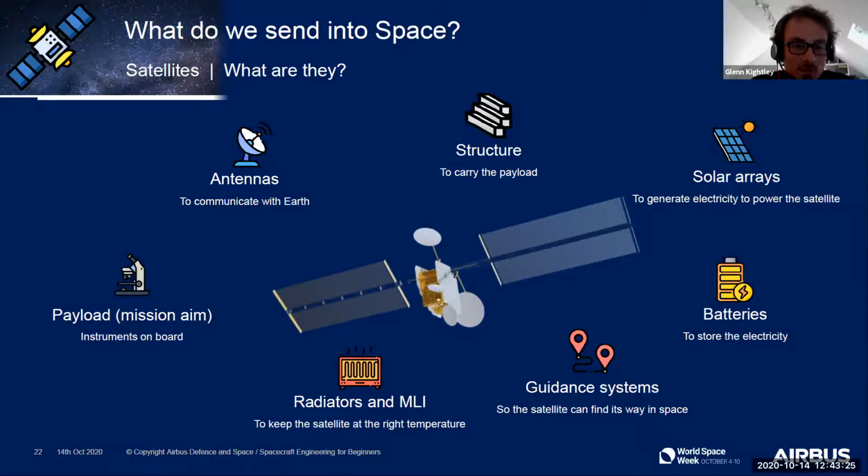We need a thermal control system. So this is my area of expertise, radiators and MLI. So these are shiny foil blankets, the gold on the center of that picture that helps keep the spacecraft warm. But also we have equipment on board that tends to generate a lot of heat, and we've got to get rid of that heat into space.